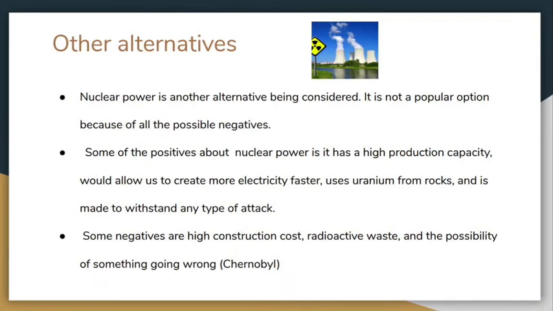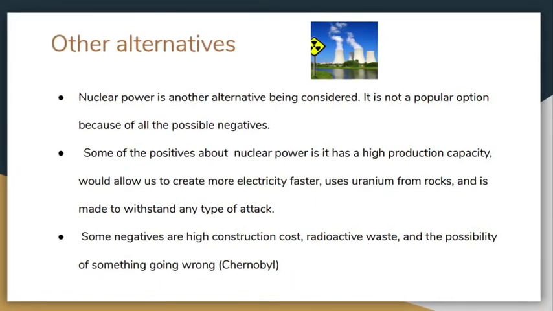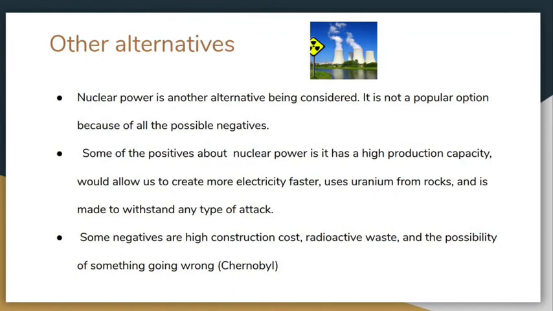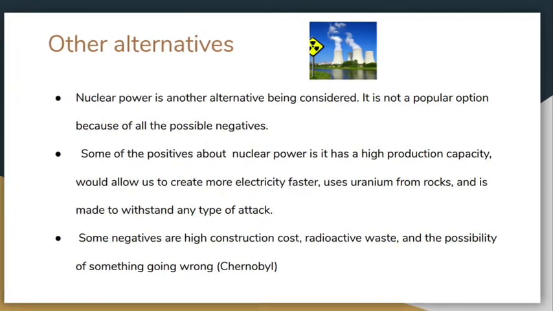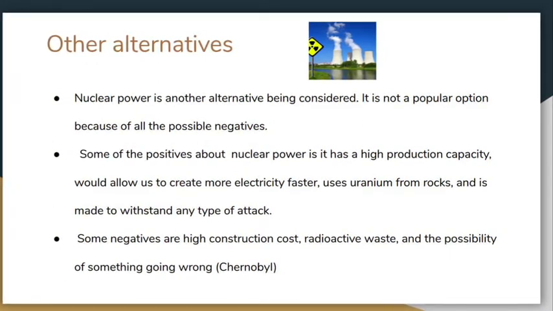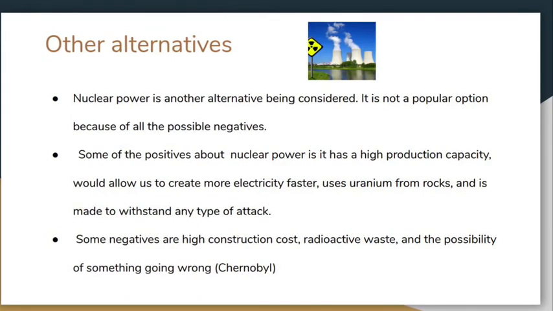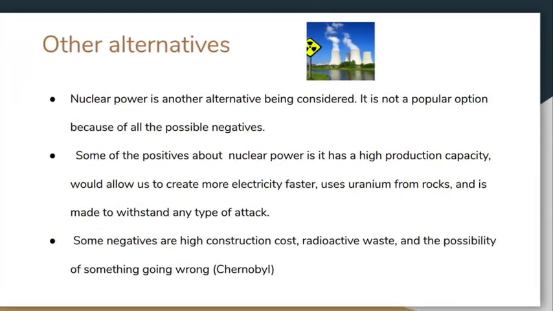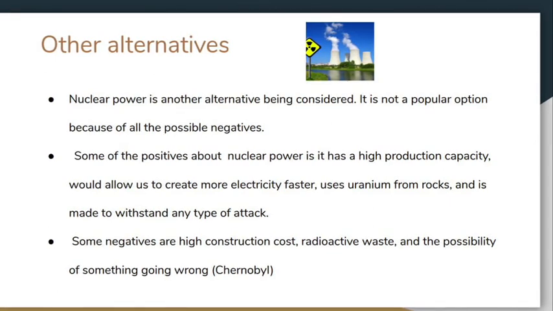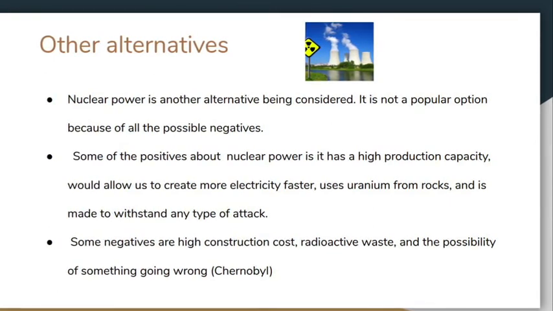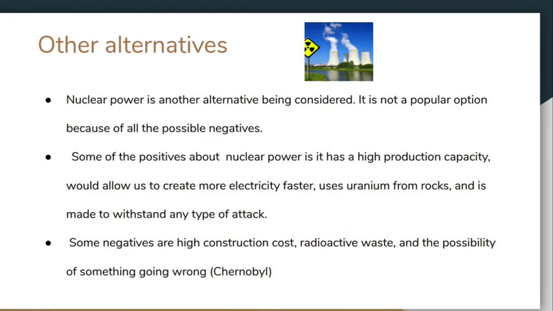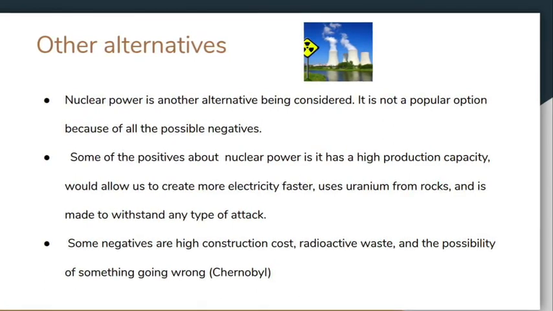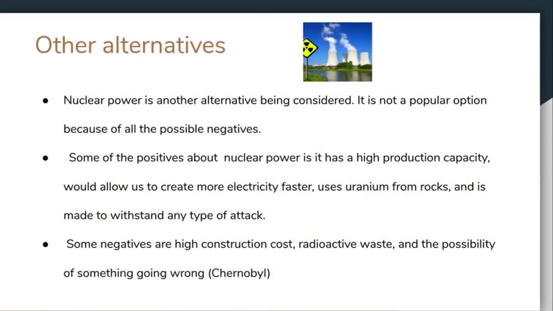Other alternatives. Nuclear power is another alternative being considered. It is not a popular option because of all the possible negatives. Some of the positives about nuclear power are that it has a high production capacity and would allow us to create more electricity faster. It uses uranium from rocks, and it is made to withstand any types of attacks.